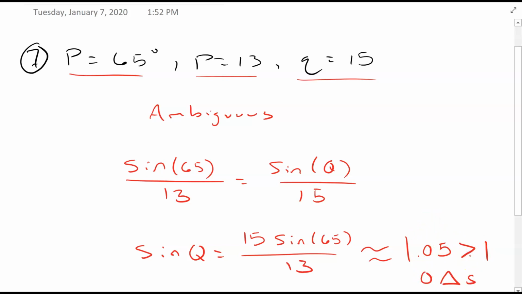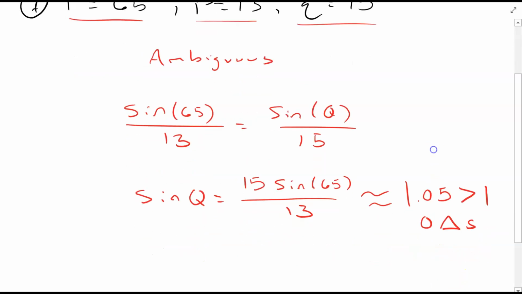0 triangles are possible. If it's equal to exactly 1, 1 triangle is possible. If it's less than 1, 2 triangles are possible. So that's what you do to check in an ambiguous case, whether you have 0, 1, or 2 triangles. Okay with that? Michael? Oh, I'm sorry. Jackie. I was talking to Michael.